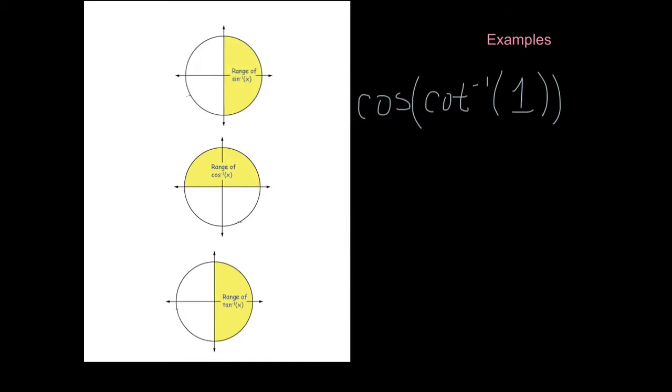One more, now we're back to using the inverse notation that we're used to with that -1. It's fine, they're interchangeable for us right now. I'm looking for the cosine of the inverse cotangent of 1. Well, that's not too difficult. We can just think about this. This is 1 over the tangent equals 1. Take the inverse of both sides. That means the tangent is equal to 1.